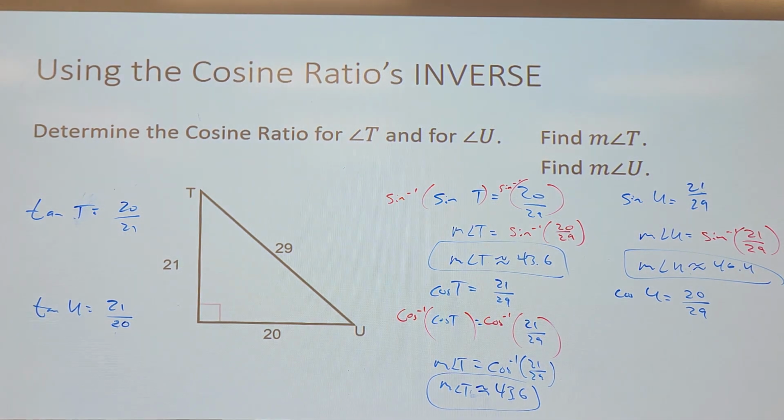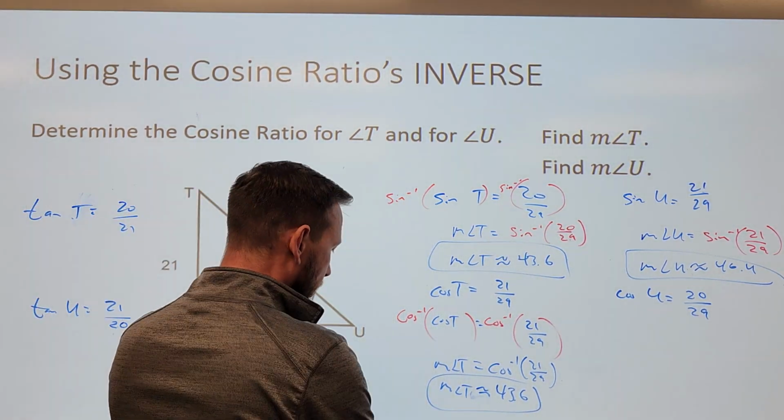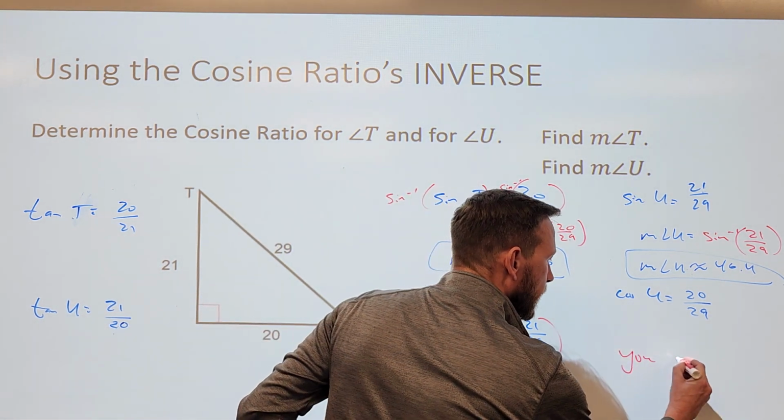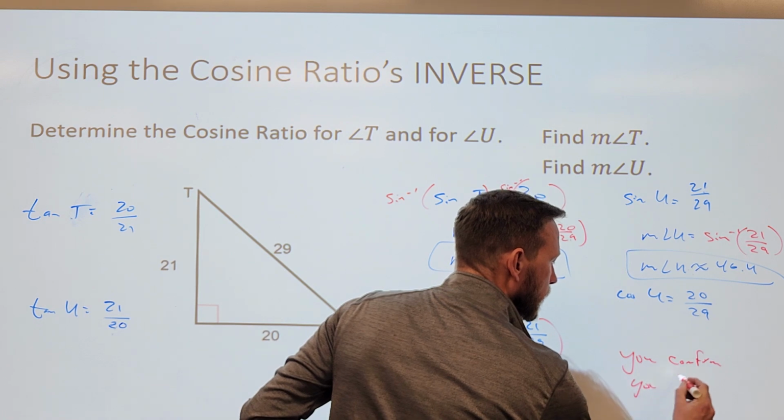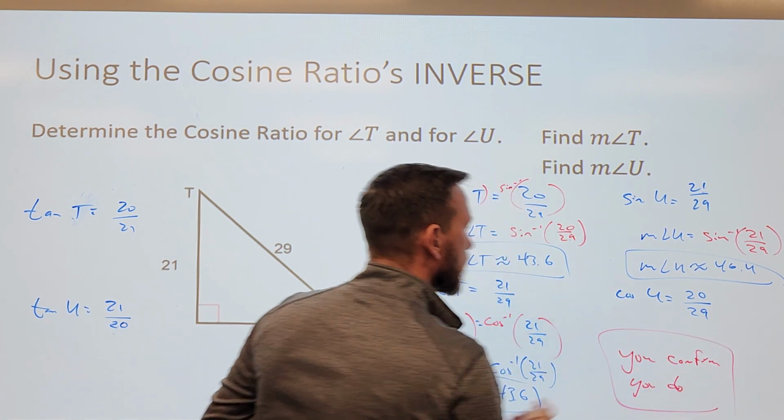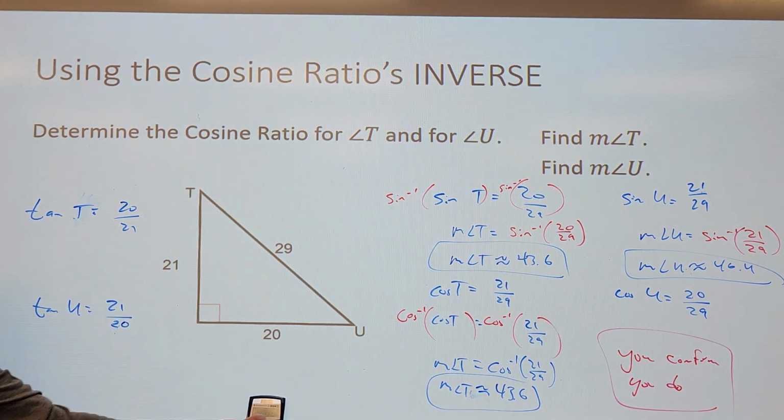When I do the inverse cosine for U, all right, I'm actually going to have you do this, and you confirm that that works out. And then let's look at tangent. The inverse tangent, I'm going to do U. I'm going to do this one here.